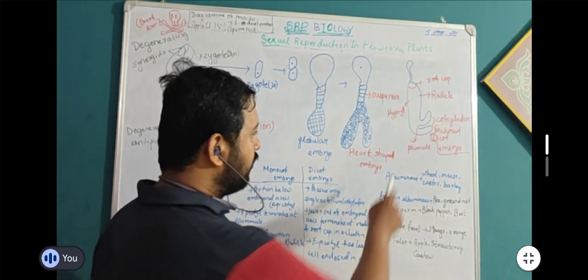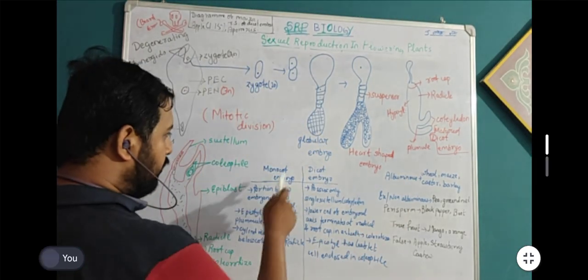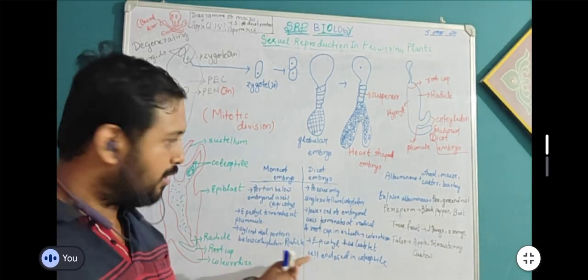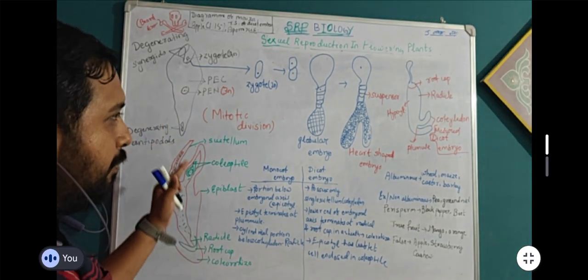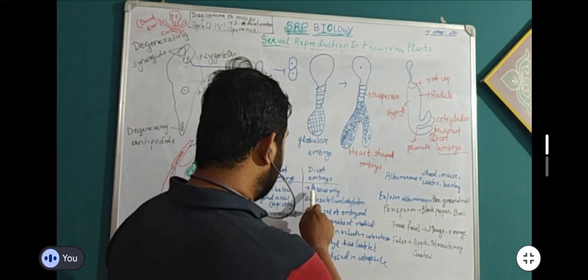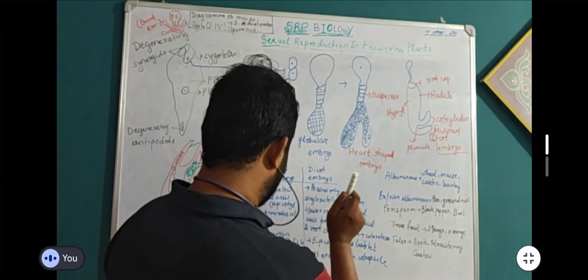Okay, now let us discuss. I have already written the features of dicot and monocot embryos. This difference can also come, therefore I have written it here. Then we are going to compare them. First, let me make you understand which part is what. So you can see the dicot embryo possesses only, okay.